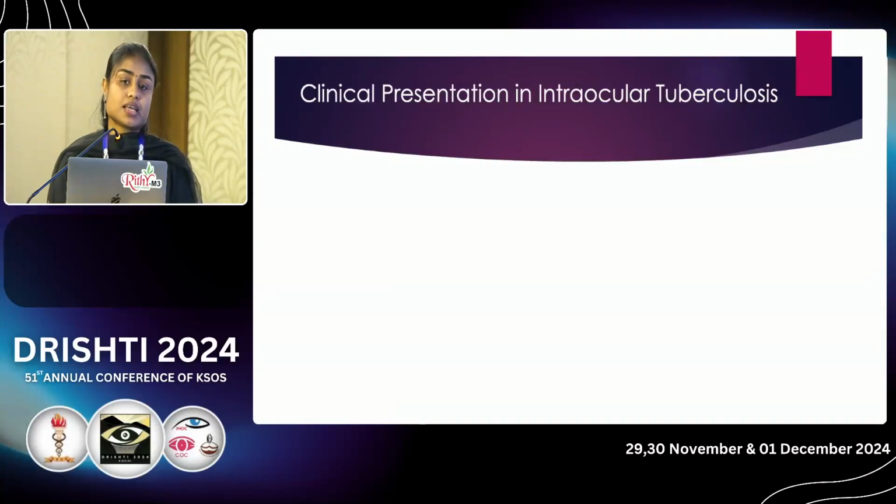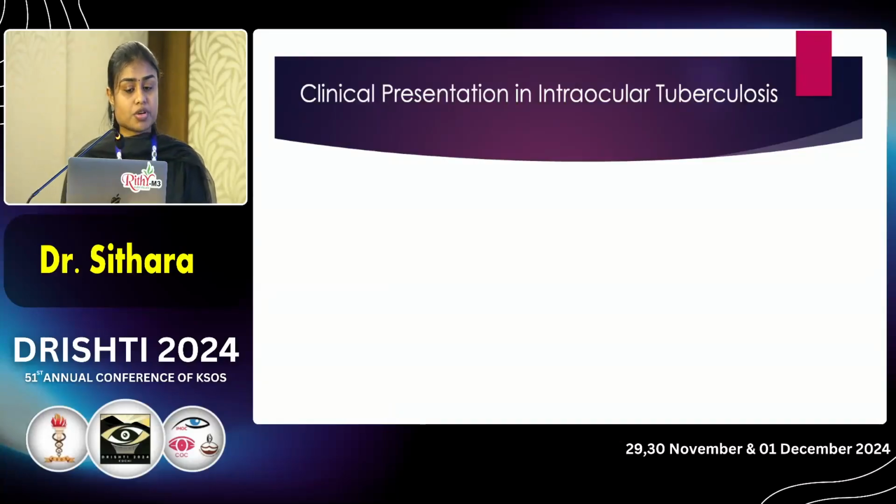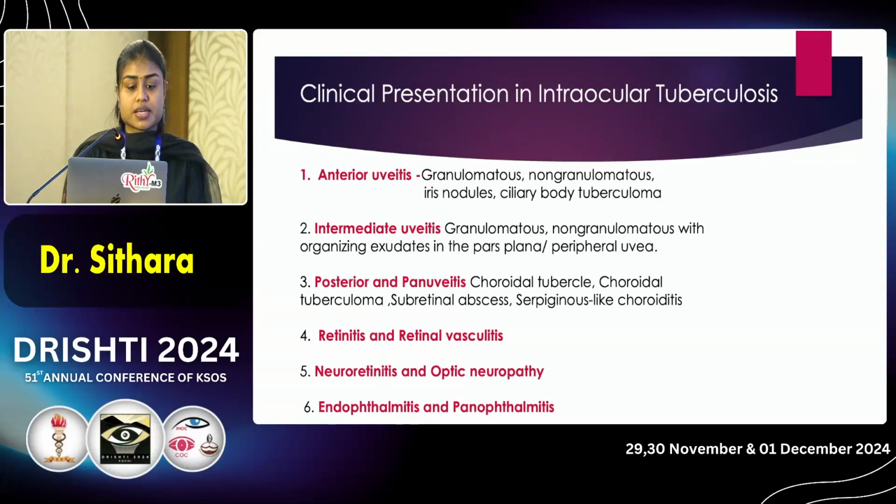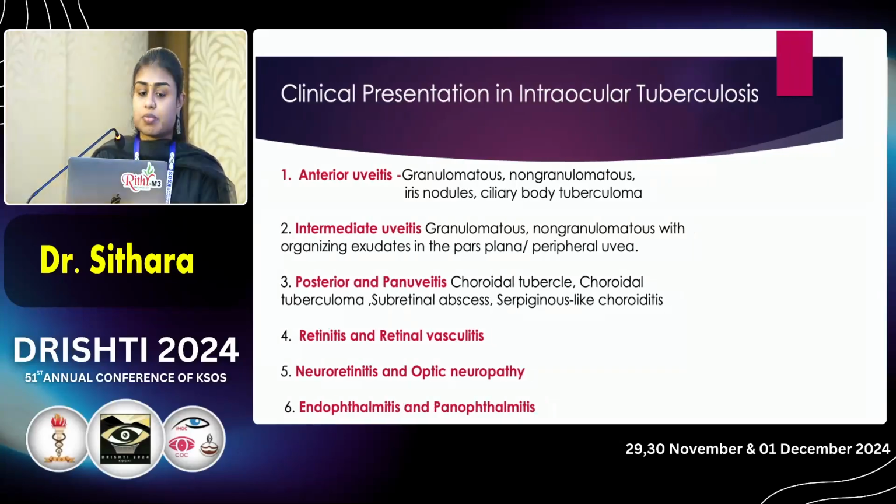So the various clinical presentations of ocular tuberculosis can be an intraocular presentation as well as an extraocular presentation. The intraocular presentations could be anterior uveitis, intermediate uveitis, posterior uveitis and panuveitis, retinitis, retinal vasculitis, neuroretinitis, endophthalmitis and panophthalmitis. Now let's go over them one by one.